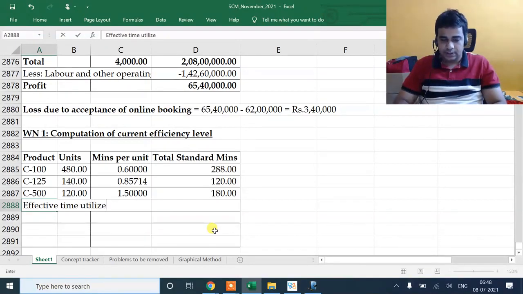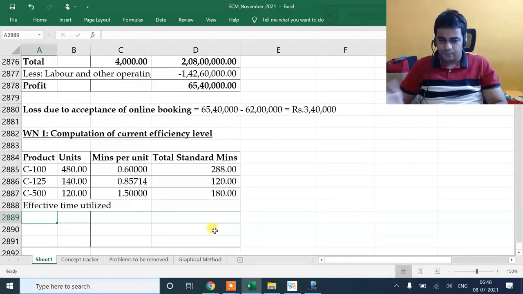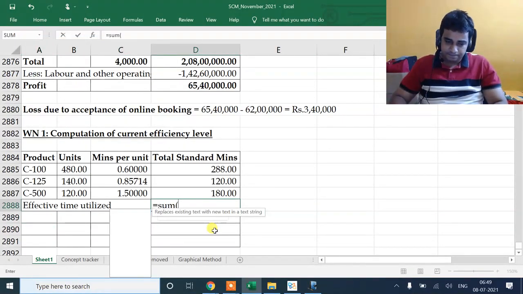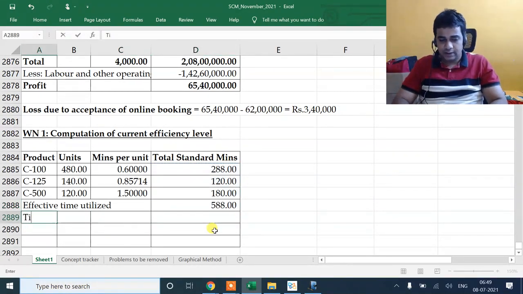Let me know if there's a doubt here. What the question has said is, you have 480 minutes, you can do 800 or 560 or 320. One of the three can be done in a day. They have done a combination. If you have produced 480 units, you have effectively used 288 minutes. If you produce 140 units, you have effectively used 120 minutes. If you produce 120 units, you have effectively used 180 minutes. So effectively I have utilized so much time, which is more than the time available in a single day.